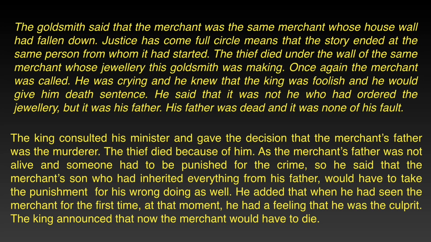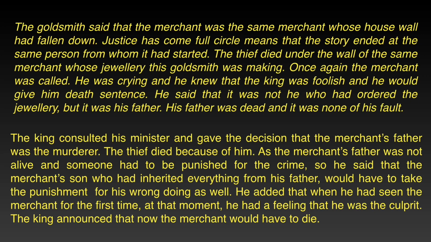Justice had come full circle, meaning that the story ended at the same person from whom it had started. The thief died under the wall of the same merchant whose jewelry this goldsmith was making. Once again the merchant was called. He was crying, and he knew that the king was foolish and would give him the death sentence. He said that it was not he who had ordered the jewelry, but his father. His father was dead and it was none of his fault.